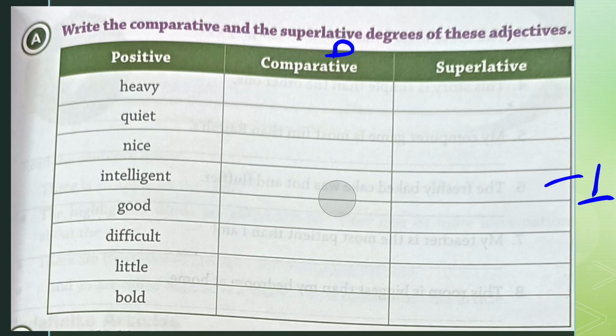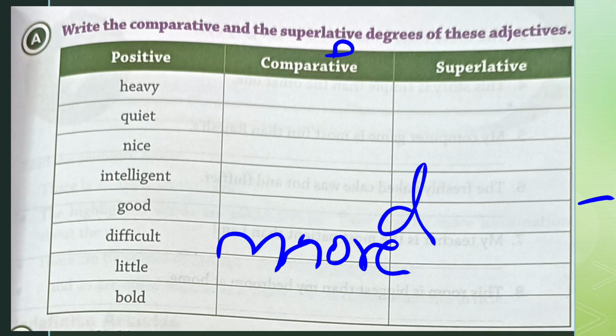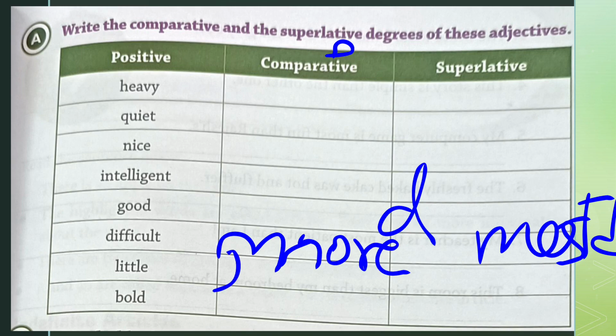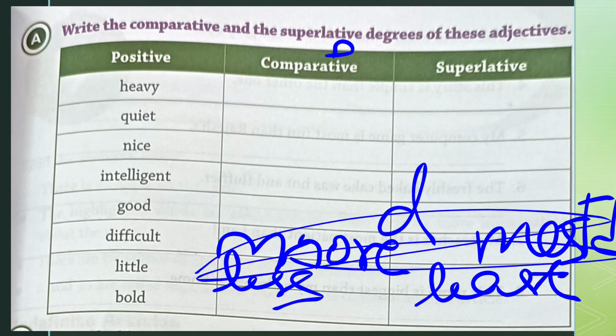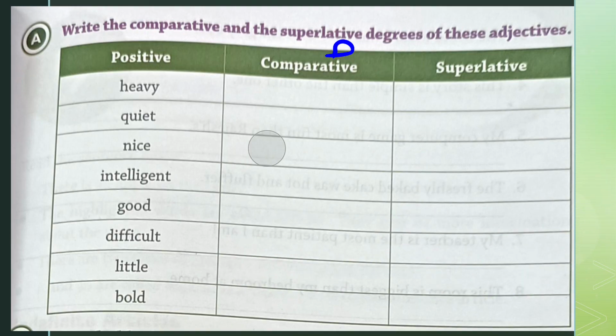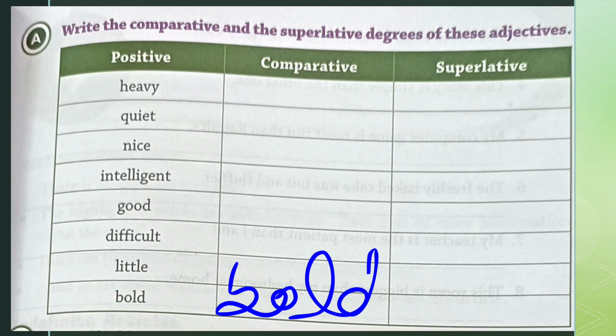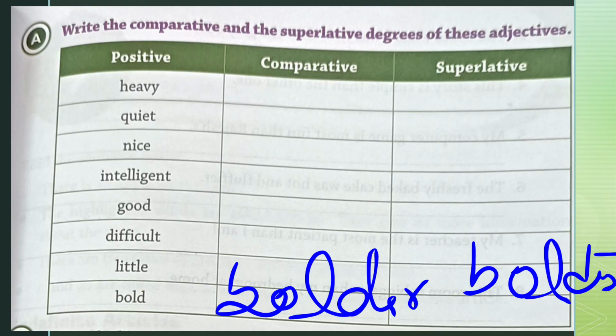Difficult: simply, what we do is add more difficult, and then most difficult. I'm just writing D for difficult so that you can understand. Now little, less, and then least. Now bold. Bold has a single syllable, so we write bolder, and then boldest, the superlative degree.